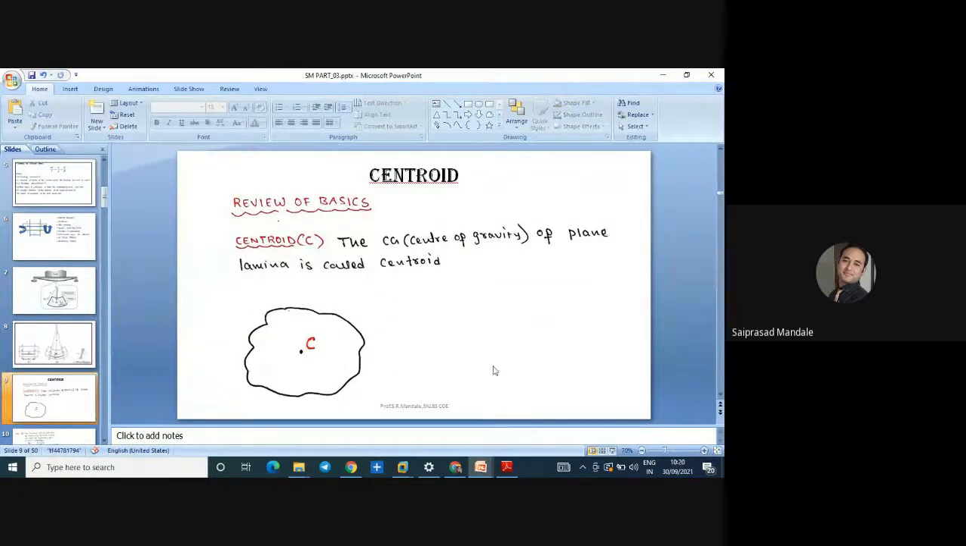Centroid. What is a centroid? Centroid, for first year or form for the diploma students. The CG, the center of gravity of a plane lamina, is called a centroid. The point at which the mass of the body is supposed to be concentrated is called the centroid.